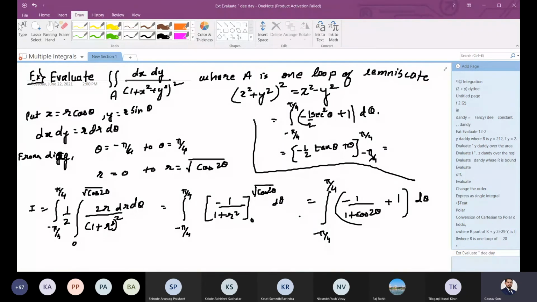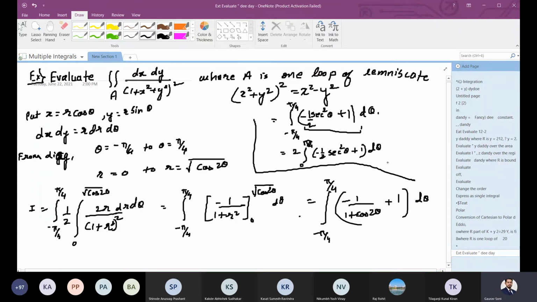I'm so sorry, I made a mistake here. So this is an even function. You can note that. This 1 minus 1 by 2 sec square theta is an even function. So I'll write this as 2 times the integral from 0 to pi by 4 of minus 1 by 2 sec square theta plus 1 d theta.